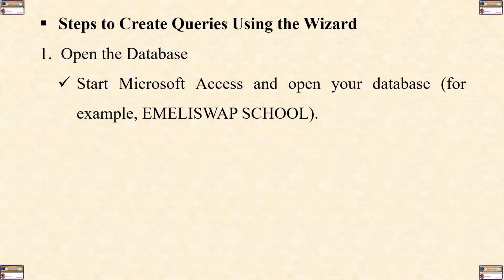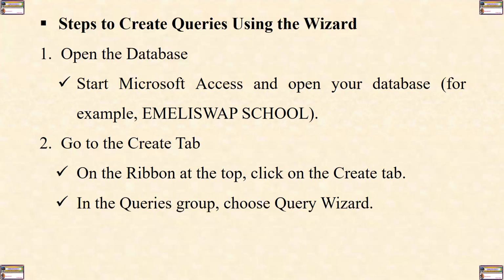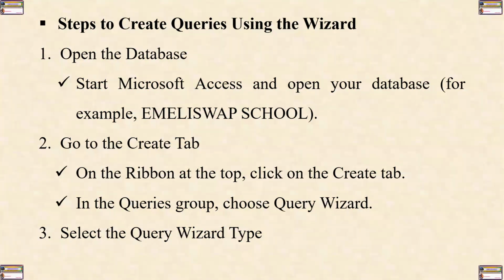Once your database called Emediswap School is open, you click on the Create tab, and then from that ribbon, which will be displayed, you choose Query Wizard. Then you select the type of query wizard that you want to use, because there are various types of queries that you can create using the wizard. So you have to choose the correct one.